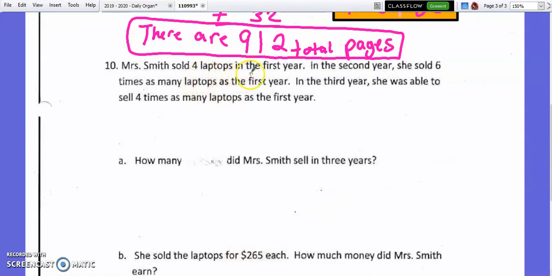Mrs. Smith sold 4 laptops in her first year. In the second year, she sold 6 times as many laptops as the first year. In the third year, she was able to sell 4 times as many laptops as the first year.